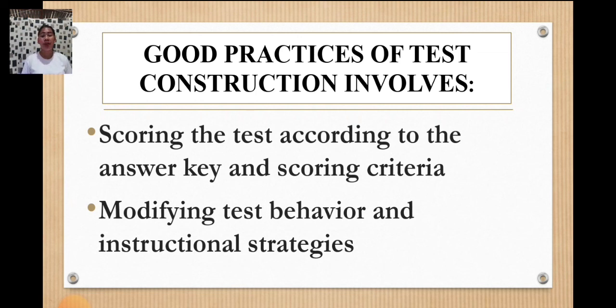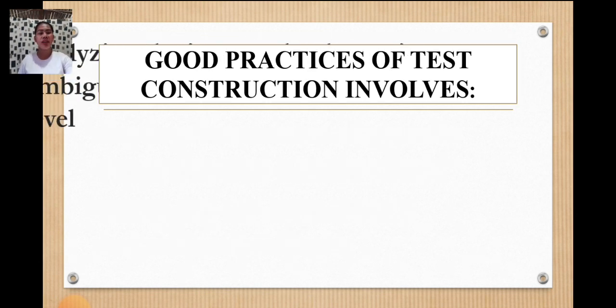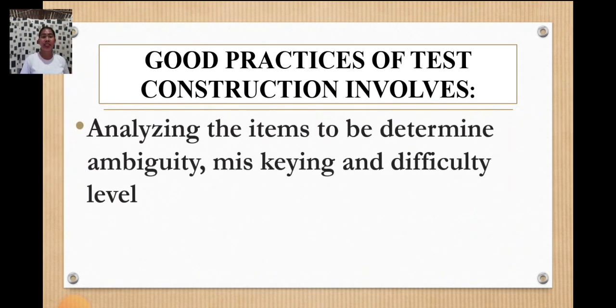Next, scoring the test according to the answer key and scoring criteria. Modifying test behavior and instructional strategies. So, baguhin para mas lalong maiintindihan. Analyzing items to determine ambiguity, miscarrying, and difficulty level. So, sabton jud siya para jud mas lalong maiintindihan, especially katong mga difficult levels, difficult items. So, dapat siya i-analyze.